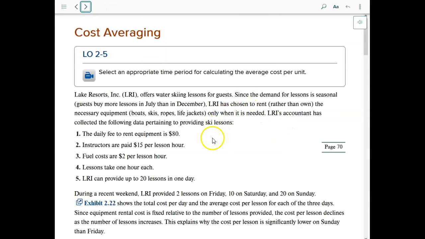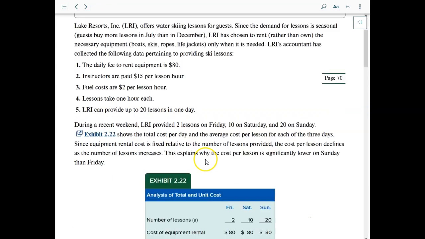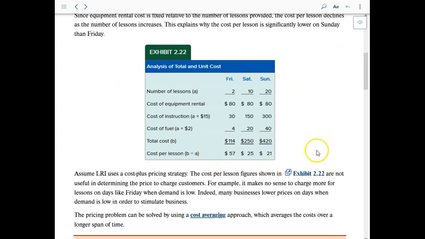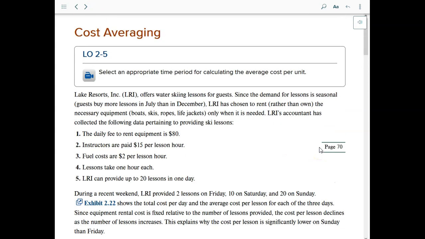Next page, let's see what we have, cost averaging. This is not a great example here either. I'll just talk about it a little bit. Let's say you have a water skiing company, you give lessons, and you have a lot of variable cost here. You rent the equipment for the day. Instructors are paid $15 per lesson hour. Fuel costs $2 per lesson hour. Lessons take 1 hour, and the company can provide up to 20 lessons in a day. I guess they have 2 or 3 boats, they might rent or something.